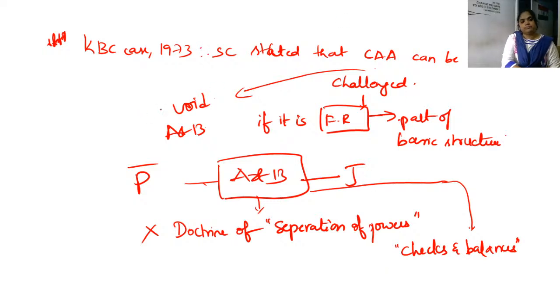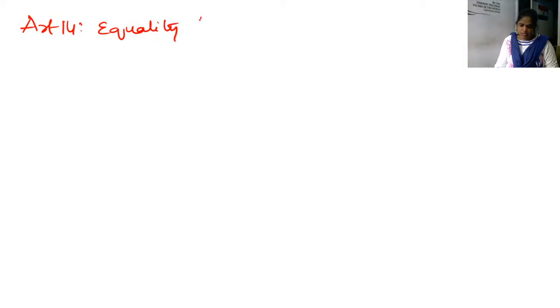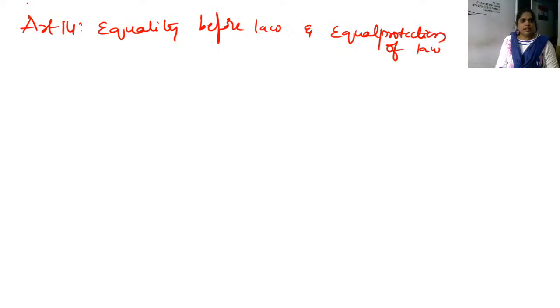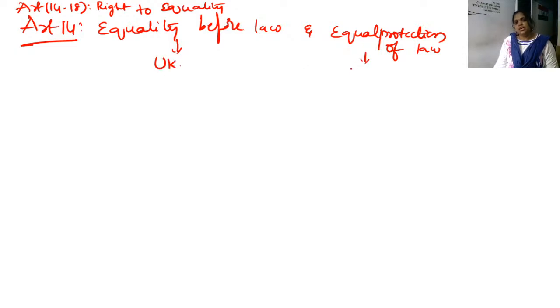Now let's go for Article 14. Equality before law, equal protection of law. The real article starts from Article 14, right to equality. Equality before law is from the United Kingdom. Equal protection of law is the main objective of the article.